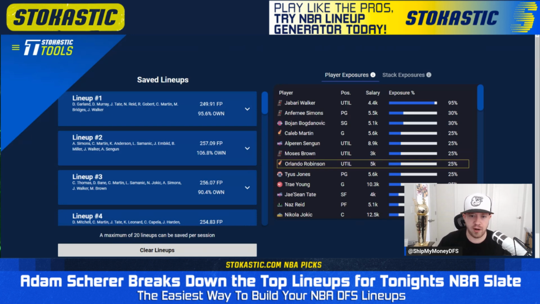Orlando Robinson started in place of Bam last game, played about 28 minutes. He looks like a pretty good option at 5K. Tyus Jones is having a difficult year for Washington, but at only 5,600, he makes some sense here as well. Always going to be happy to get to Trae Young. Then we start getting into some other value with Jaylen Tate and Naz Reid.